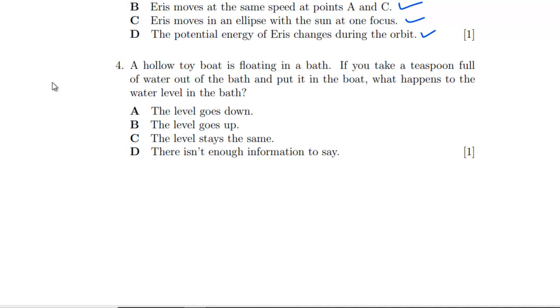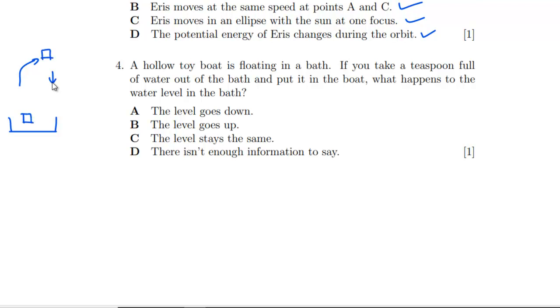Question 4: a hollow toy boat is floating in a bath. If you take a teaspoonful of water out of the bath and put it in the boat, what happens to the water level in the bath? We're going to have Archimedes' principle in play here. When we remove the water, the water level will drop by a teaspoonful. Now we put that teaspoonful we've taken out onto the boat.